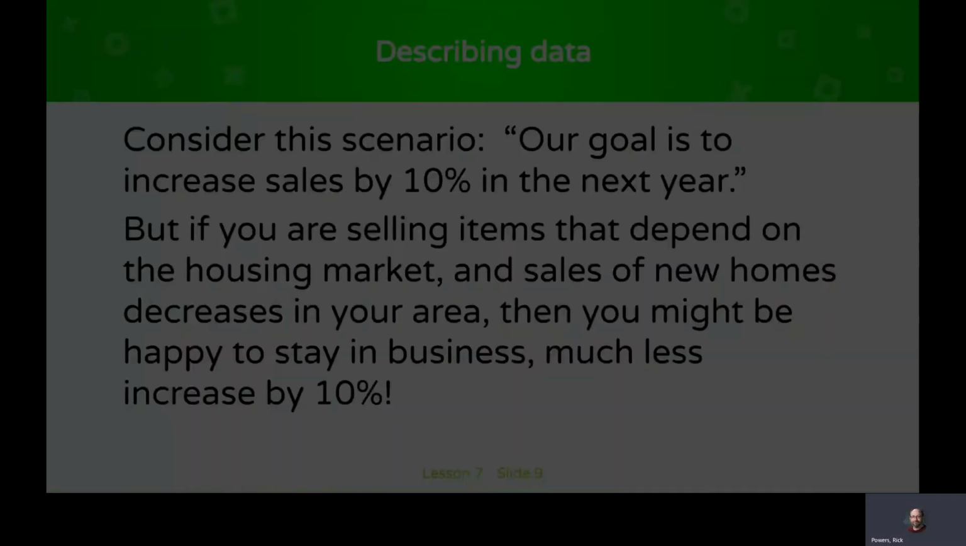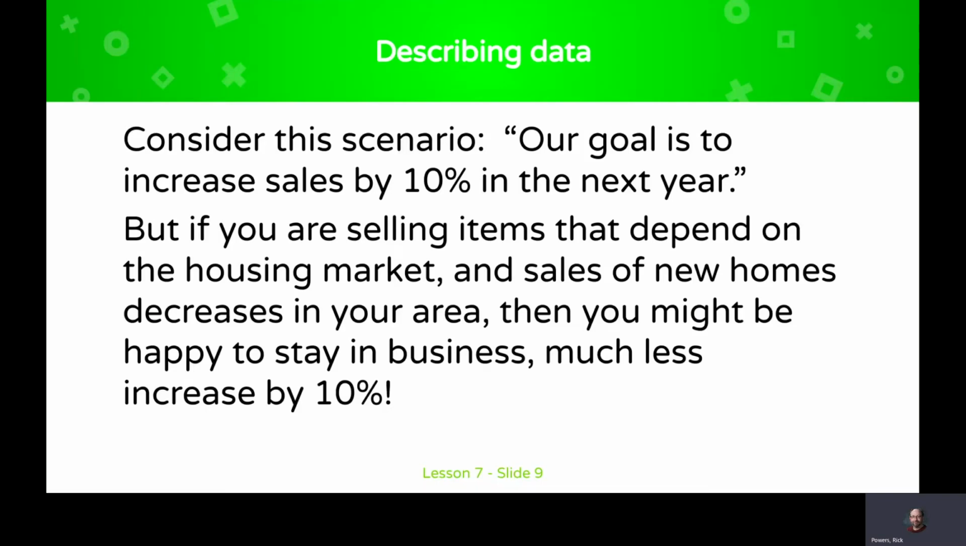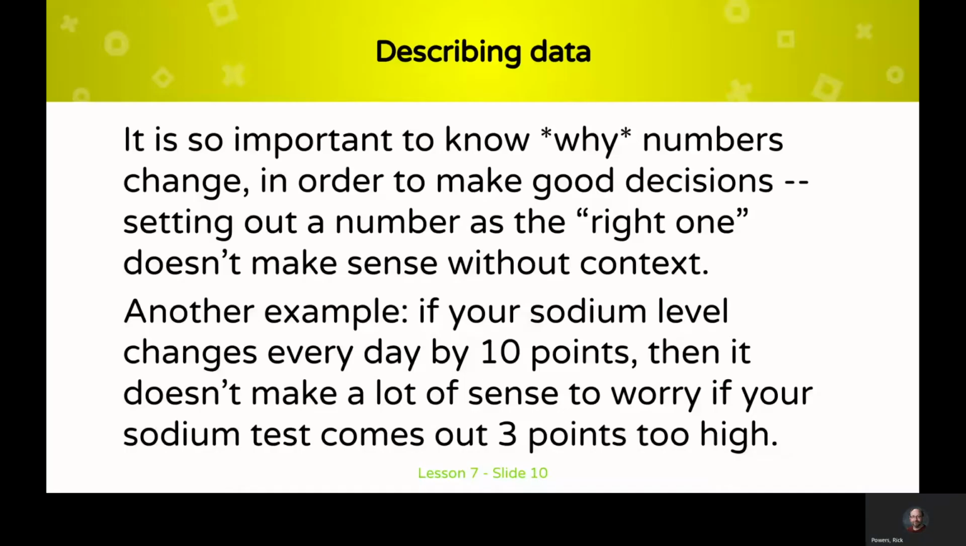Consider this scenario. Our goal is to increase sales by 10% in the next year. But if you're selling items that depend on the housing market and sales of new homes decrease in your area, then you might be happy to stay in business, much less increase by 10%. It is so important to know why numbers change in order to make good decisions. Setting out a number as the right one doesn't make sense without context. Another example, if your sodium level changes every day by 10 points, then it doesn't make a lot of sense to worry if your sodium test comes out 3 points too high.